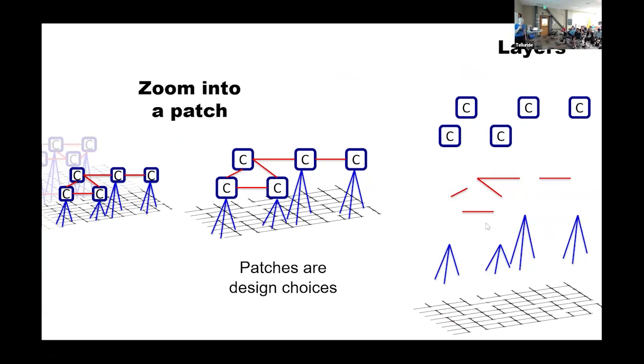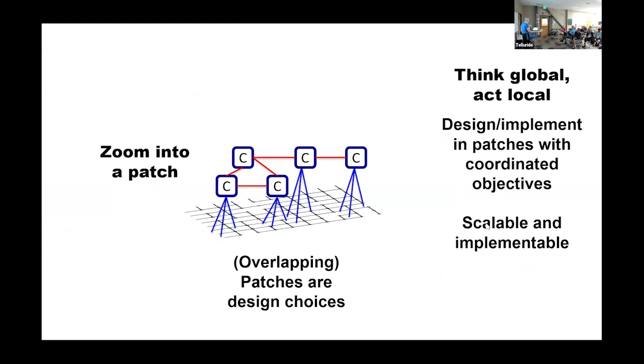So here's our strategy. We want a theory that lets us think globally and act locally. What we want to do is design and implement patches, but do so in such a way that we come damn close to what we would have been able to do if we had a centralized controller. That's what we wanted, and that was hopeless.